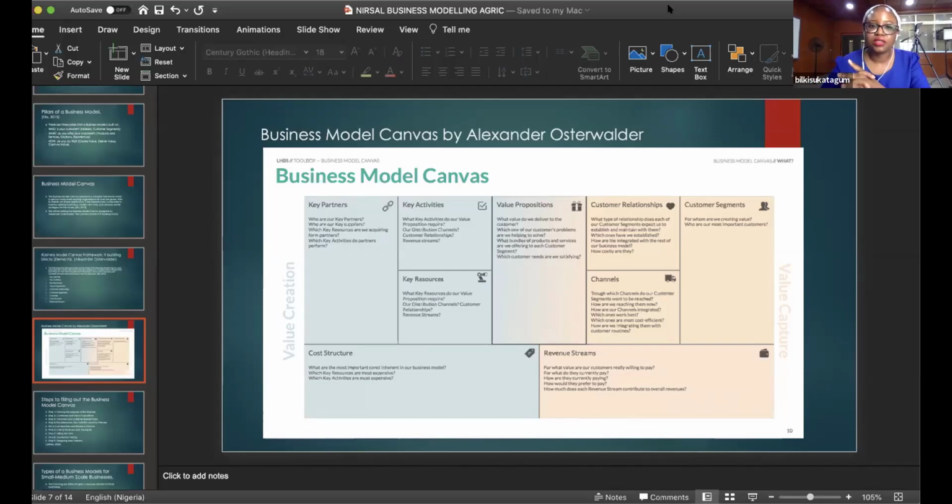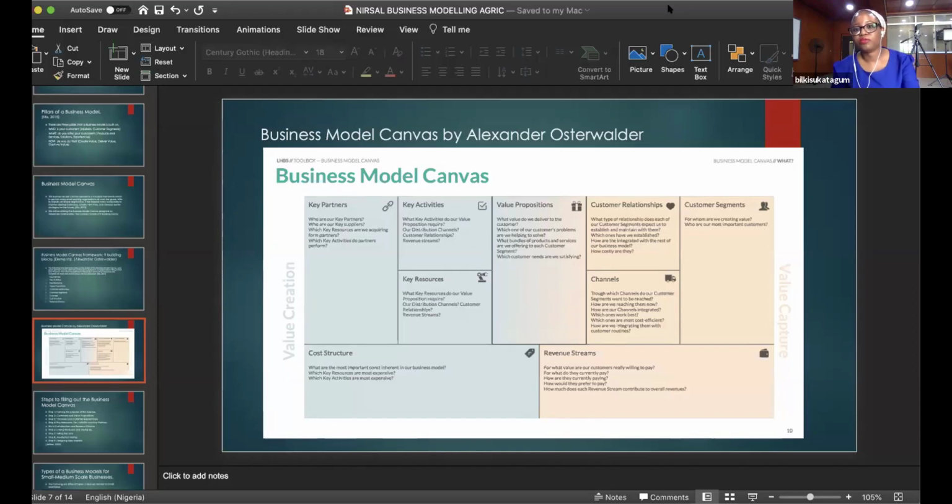Okay, the next thing on your business model canvas is value proposition. You need to state what value you hope to deliver to your customers. Value being, okay, this is the product we're selling. How valuable is it? What exactly are you selling to your customer? It's just a product or service you're stating there.